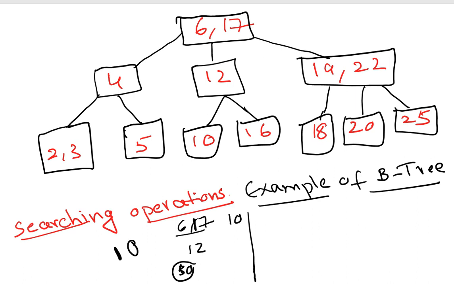First we search with 6 and 17. It's between 10 and 12. Left found. 3 operations are required to identify the element 10. Now I want to search element 18.